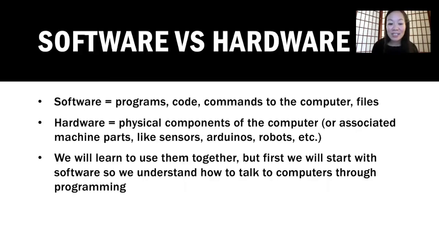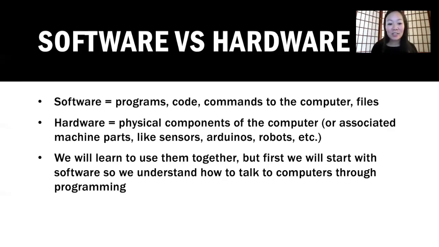So the first distinction that I wanted to make clear is what's the difference between software and hardware. This may be obvious to some people, but may not be. So when we talk about software, we're really referring to files. So these are computer programs, code, commands to the computer, things like that. In contrast, hardware are really the physical components of a computer or associated machine parts like sensors, robots, things that you can touch with your hands. So that's kind of the distinction.